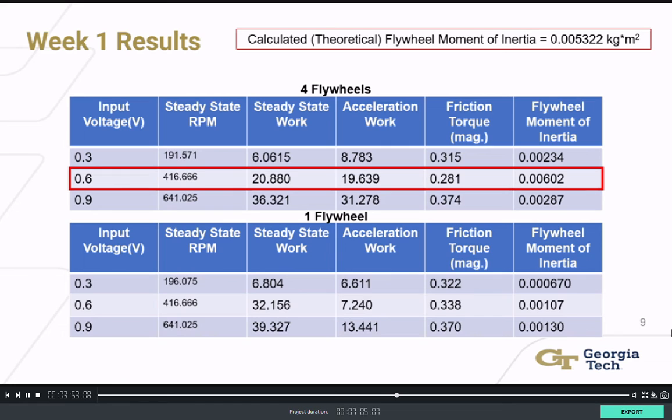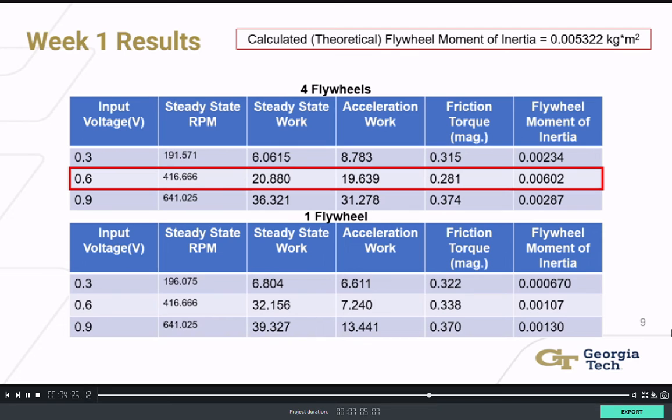There's a large discrepancy between the measured inertias. This discrepancy may come from the variation in motor torque with angular position, even in steady state. The closest measure of inertia was from 0.6 volts and 4 flywheels, while the other measurements are much smaller than the calculated value. We assume that piston moment of inertia was approximately 0 for these calculations, but our data shows that the piston inertia may be significant.